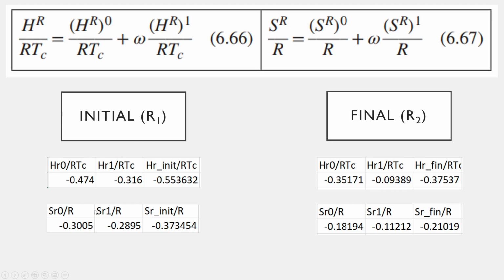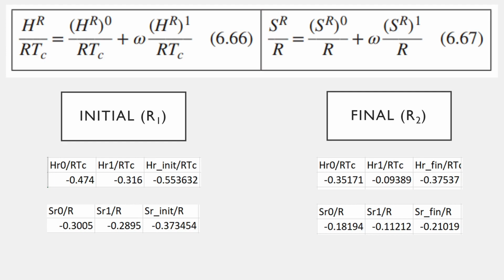So we're going to have to do this 7 more times. You have to find the HR naught for the initial point, the HR1 for the initial point, twice again for the final, and then also double that again for all of the entropy values. And then we can add them all together to find our HR initial all over RTc using our omega value, which was given in the problem. So now we're able to find all of our different residual properties at our initial point and at our final point.